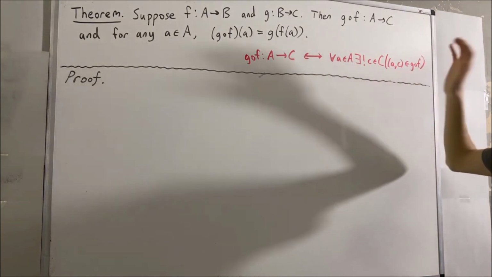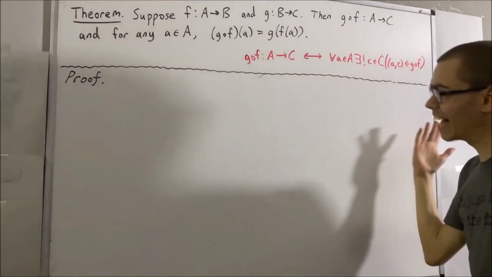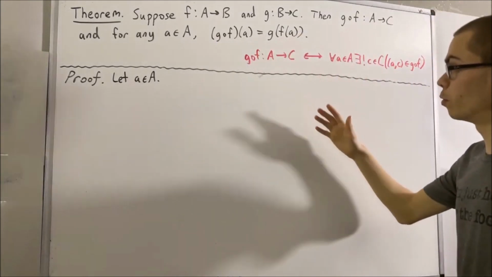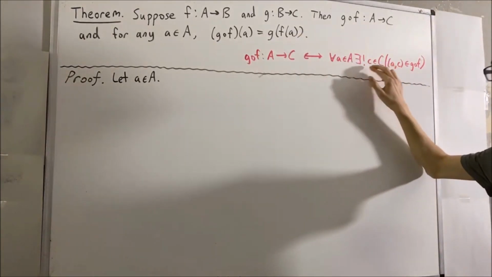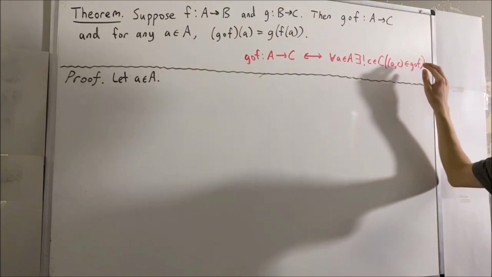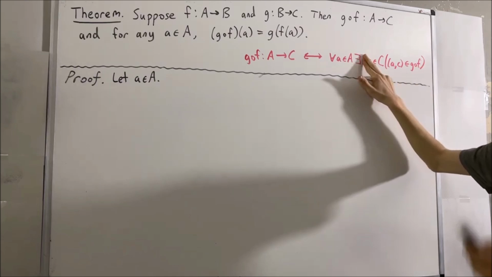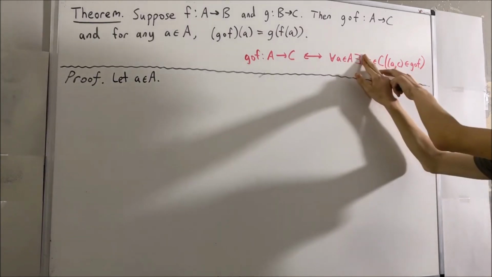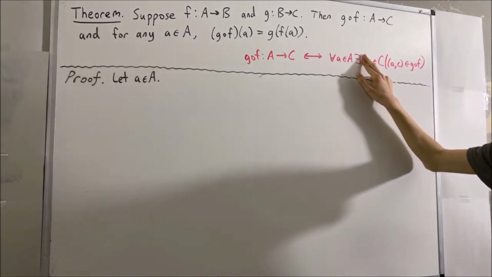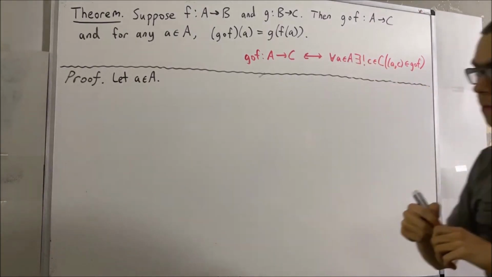Because we're proving a statement involving every element in A, give me any element a in A. We want to prove that there is a unique c in C such that (a, c) is an element of g compose f. Now first we're going to prove that there exists a c in C such that (a, c) is an element of g compose f. And then we're going to prove that it's unique. So we're going to start with existence.